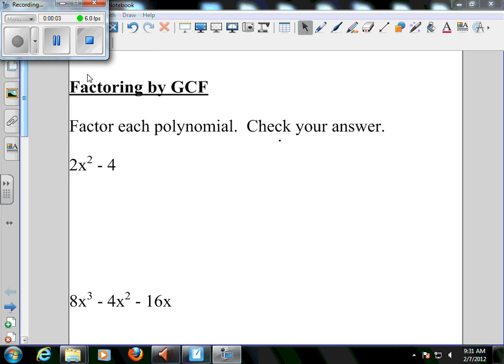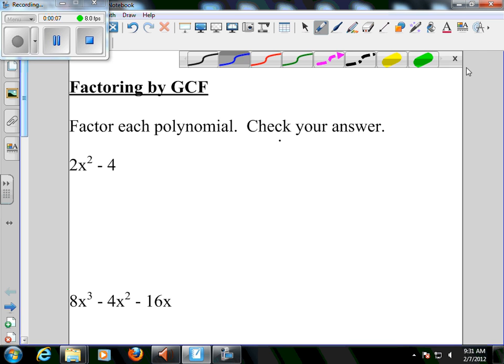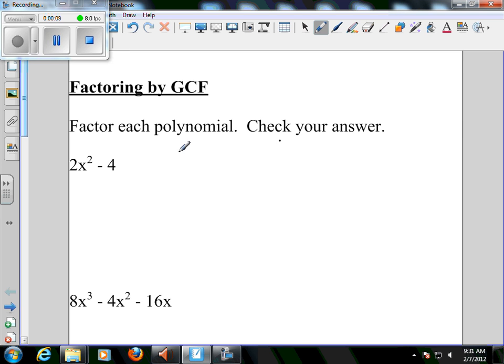Today we're going to talk about factoring by greatest common factor, or GCF. We're going to begin by factoring each polynomial, and we're going to check some of our answers. So let's start with this first polynomial here. We want to find the GCF of both 2x squared and 4.